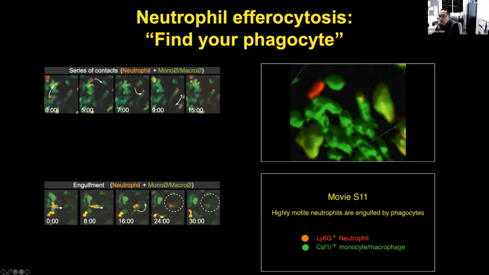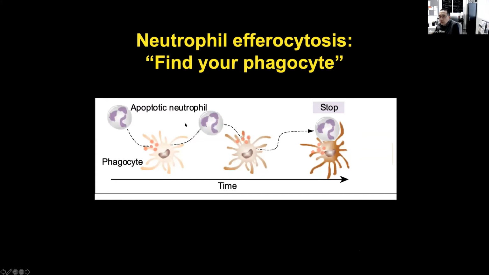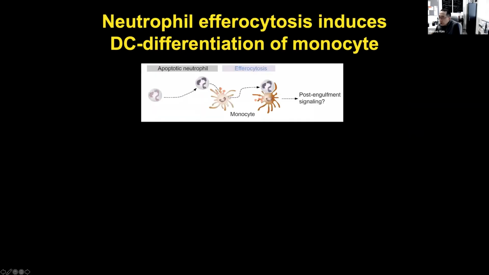So our data really suggests that in this case, this apoptotic neutrophil is really searching for their own phagocyte. It's almost kind of a find-your-own-phagocyte model. So after we've seen this, what's the conclusion of this clearance, right? The inflammatory monocyte engulf apoptotic neutrophils, and they might potentially be producing many anti-inflammatory molecules to increase the resolution of inflammation.